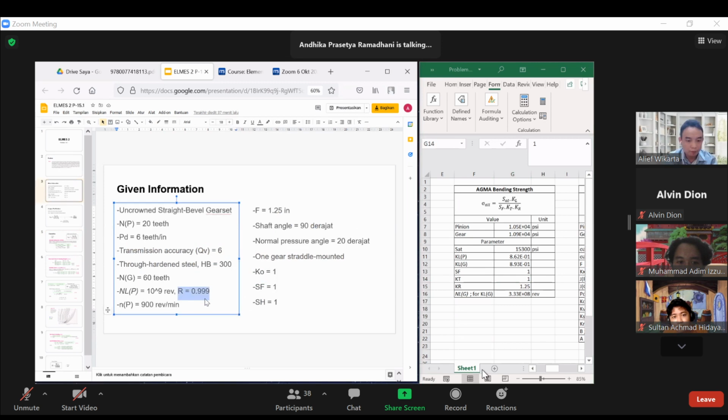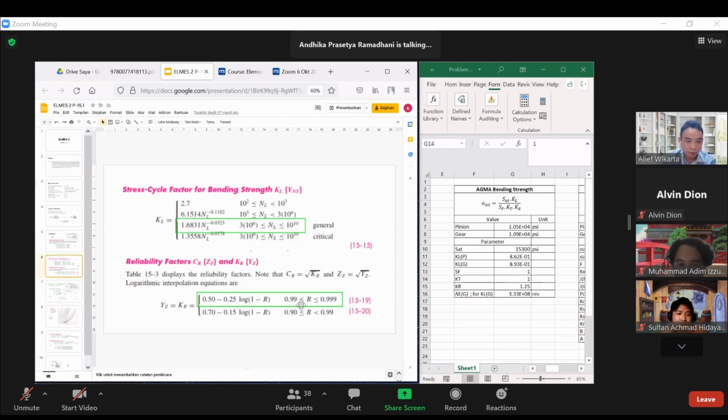0.999, so it's in this range. I use this formula and I get the value of KR is 1.25. So we already get all the parameters, so we can get the value of allowable stress for pinion and for gear.